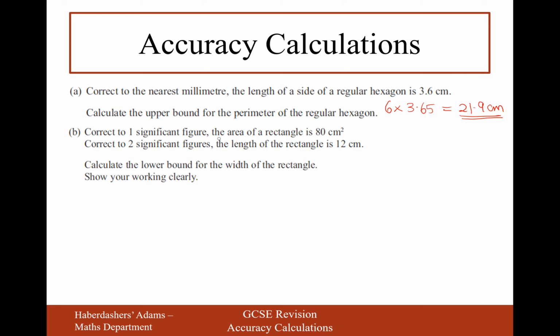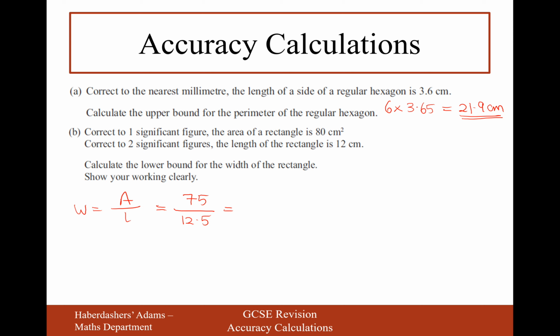Correct to one significant figure, the area of a rectangle is 80 centimetres squared. Correct to two significant figures, the length of the rectangle is 12 centimetres. Find the lower bound for the width of the rectangle. So we're going to need to do area divided by length here to get width. So the lower bound for the area is going to be 75, and the upper bound for the length of the rectangle to lower this overall output is going to be 12.5.